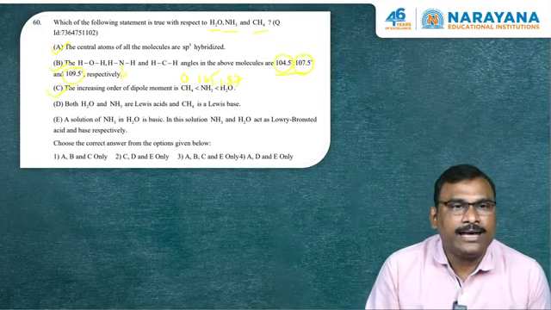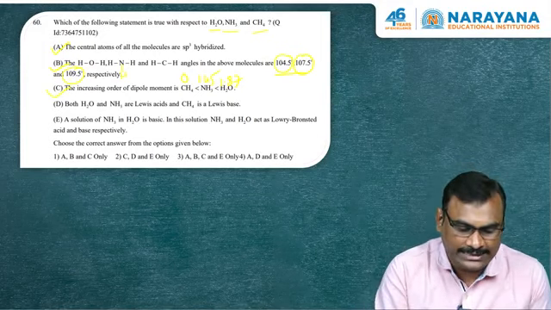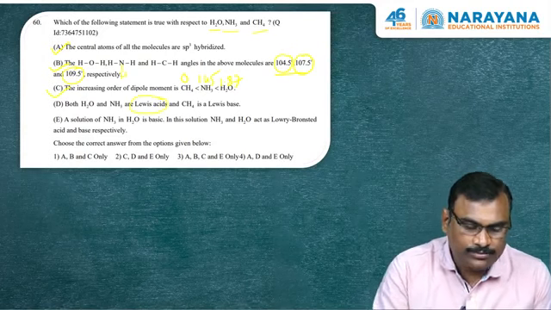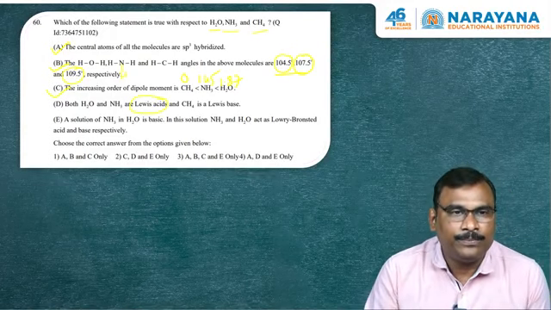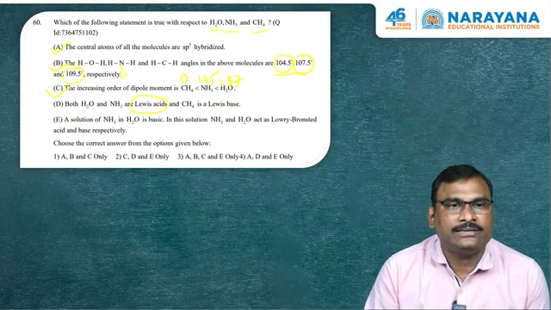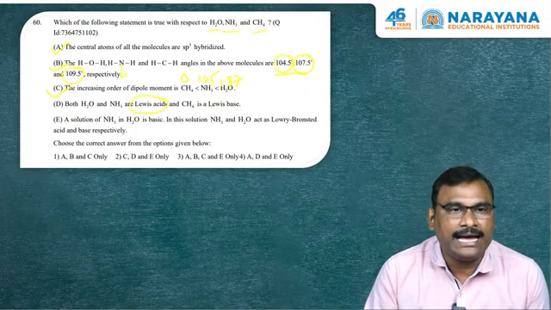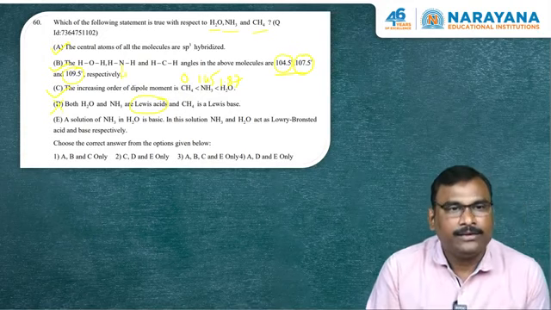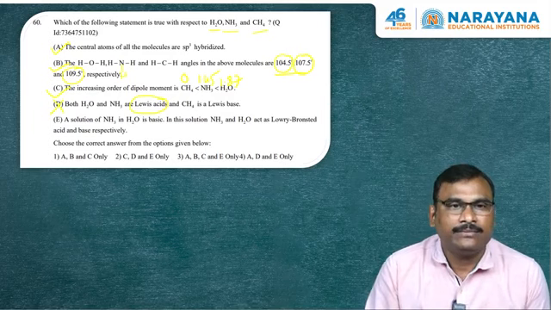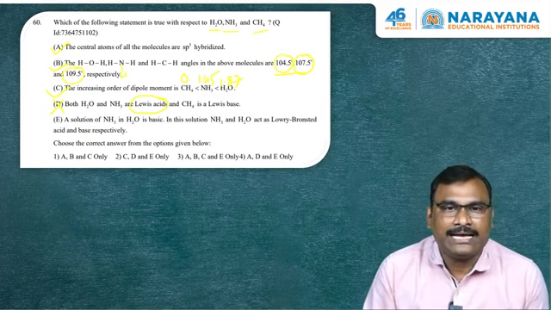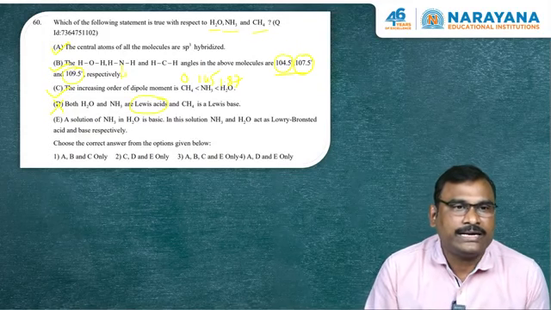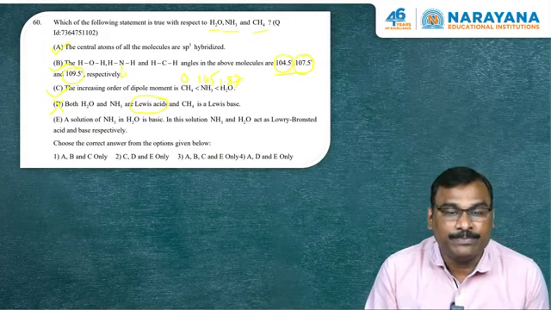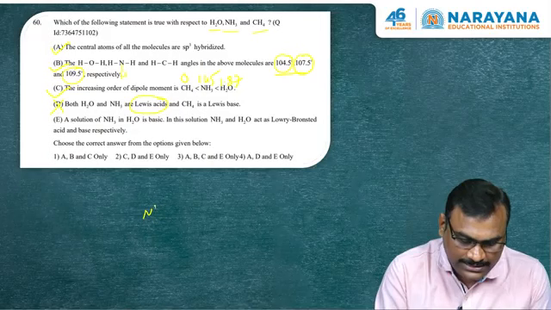Both water and ammonia are Lewis acids. Wrong. Because of having a lone pair with octet configuration, they act as a Lewis base, not as a Lewis acid. So, statement D should be wrong. A solution of ammonia in water is basic, correct. But in this reaction, ammonia and water act as a Lowry-Bronsted acid and base respectively. I think this is the wrong answer.